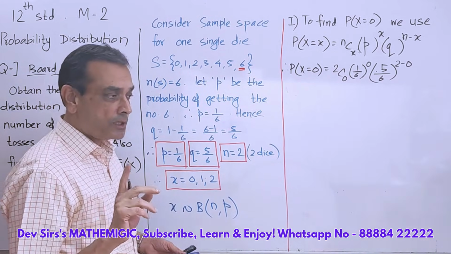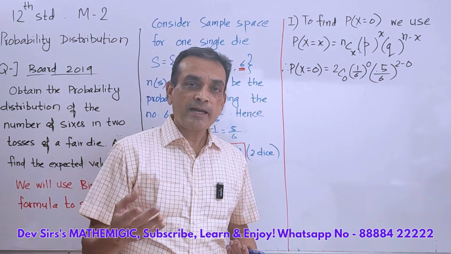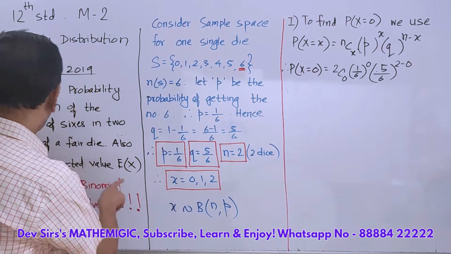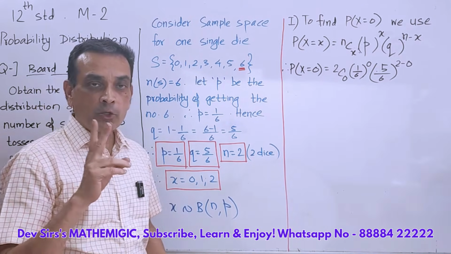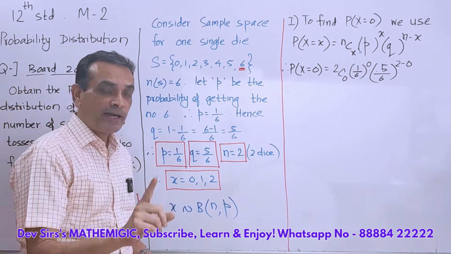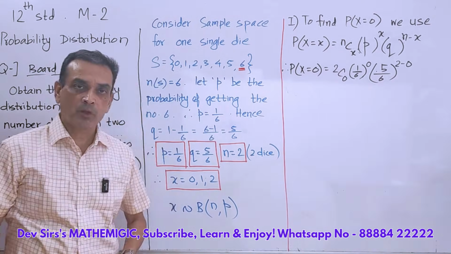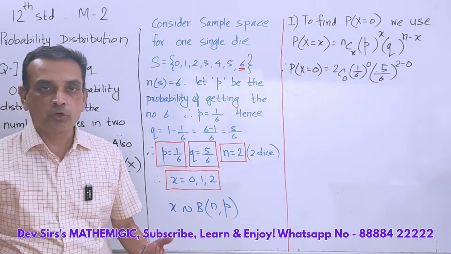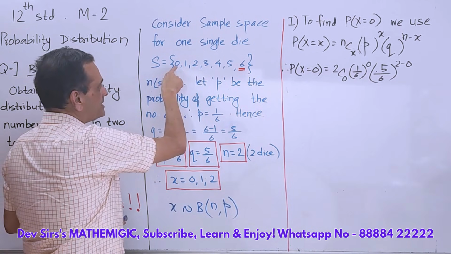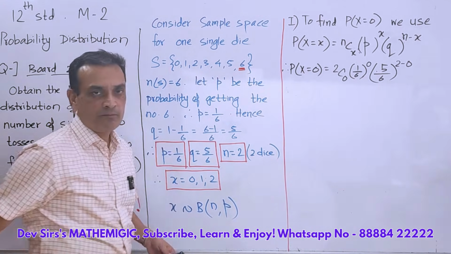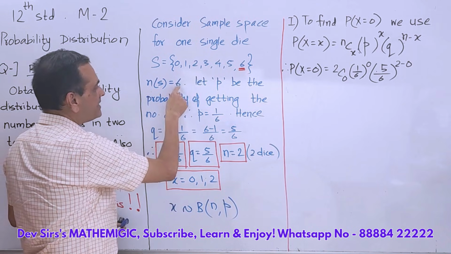Now, although two dice are thrown, or one die is thrown two times, two tosses of a fair die. For binomial distribution, we consider the sample space for only one single die. You know that when one single die is thrown, you get 1, 2, 3, 4, 5, 6, a basic thing. So the number of elements in this sample space is 6.